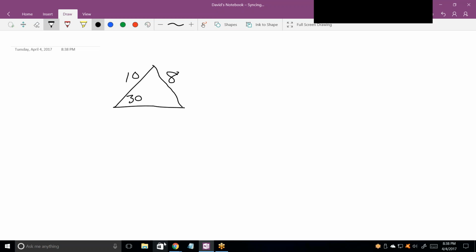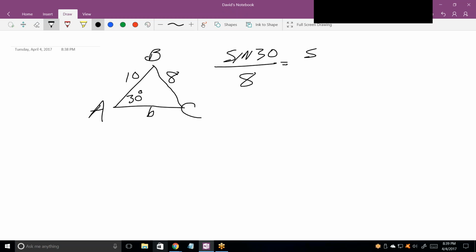This triangle has 3 parts that I've given you. Solve it for the rest of it. Okay, so sine 30 over 8 equals sine C over 10. And then 10 sine 30 over 8 equals sine C.